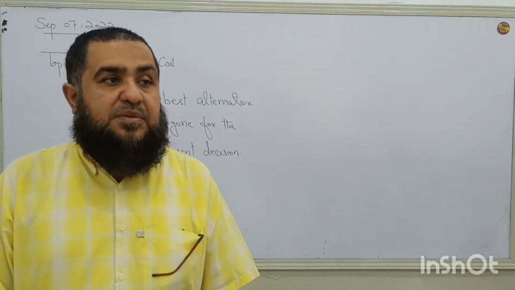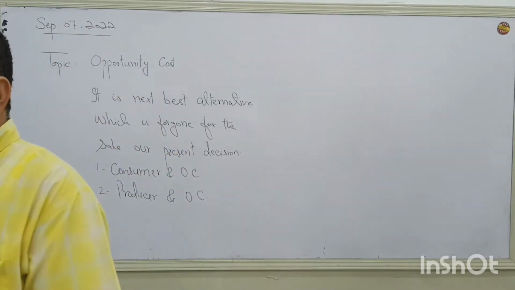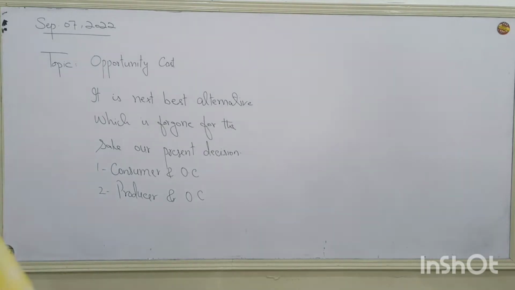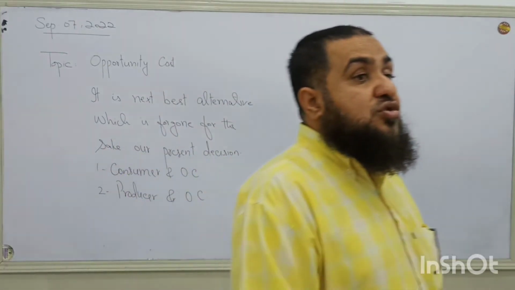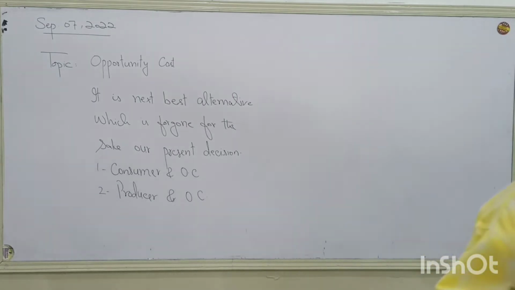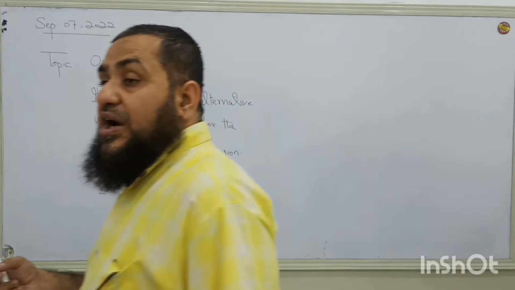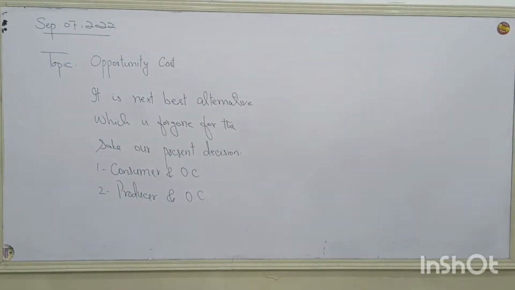Right now, when the production decision is taken, he or she will be deciding what to produce according to consumer wants. What consumers are going to want in the market, so producer has to decide in the favor of consumer. So when he decides something, the other option will be the opportunity cost. And it is arising, I said earlier, due to scarcity of resources. Resources are limited, that's why we have to make a choice in our decision.